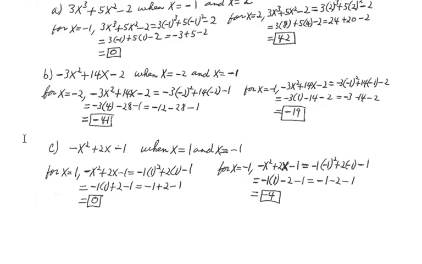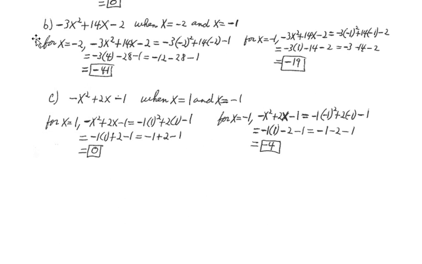Part B. Here we have the expression minus 3x squared plus 14x minus 2, and we want to evaluate it when x equals minus 2 and when x equals minus 1. First, when x equals minus 2. When x equals minus 2, we're going to be substituting minus 2 in every term where we see an x, and then we will simplify.